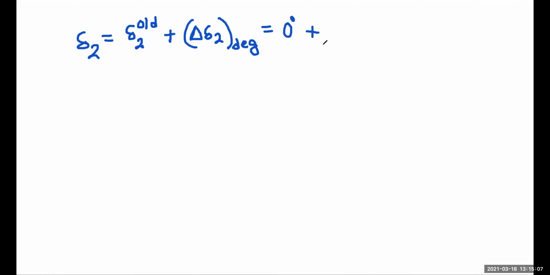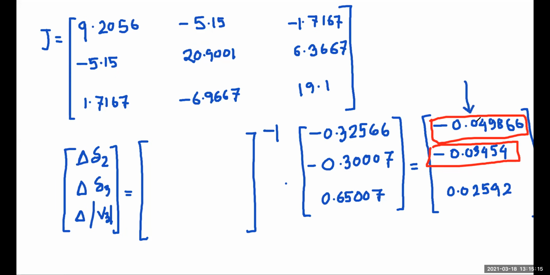Plus or minus, whatever. What is our new delta 2, del delta 2? This one is in what? 0.04986. Radian. It is in radian. So what is the conversion of this radian to degree? 180/π. Exactly.